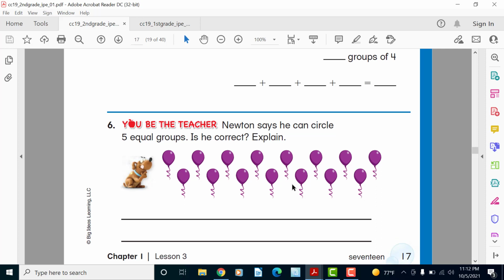You know, they don't get things right away. So groups of 2 doesn't work. Try groups of 3 or groups of 4. See if Newton can make 5 equal groups.